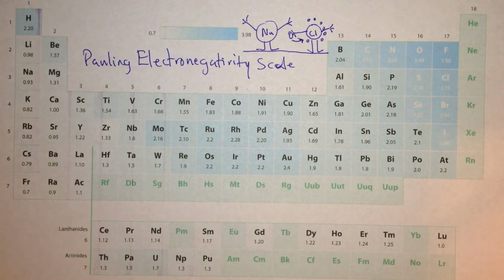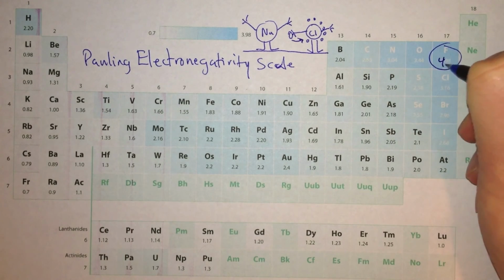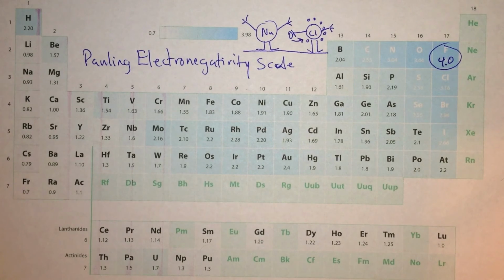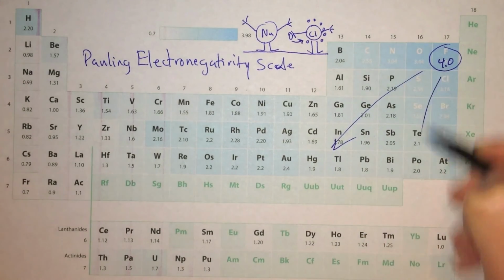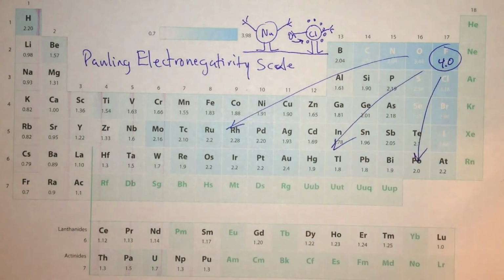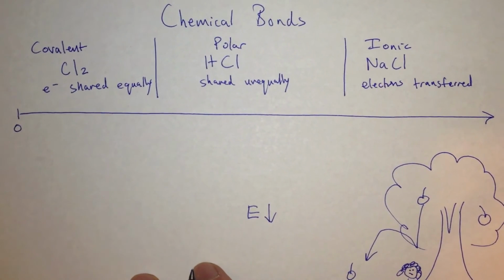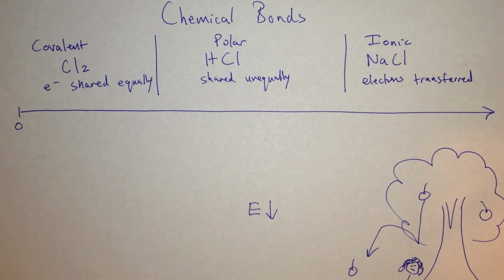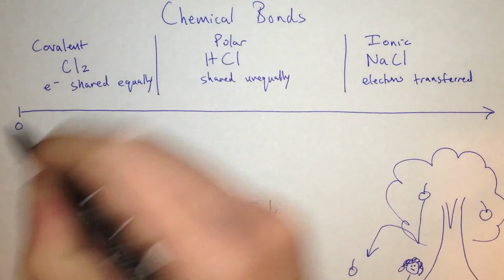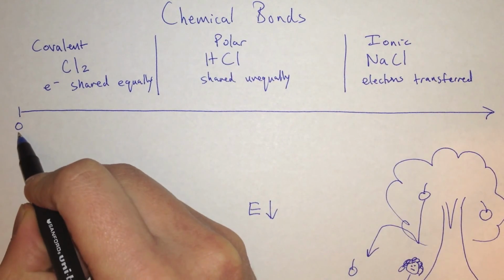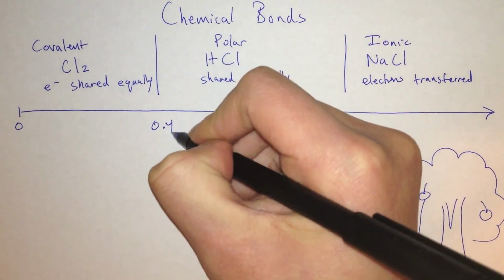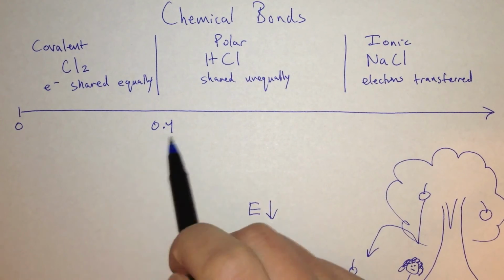Somebody a long time ago decided that fluorine should have a value of about 4.0, and all of the other values were determined based on comparing them with fluorine. In our class, we define a covalent bond as anything from a difference of 0 to 0.4 on the Pauling scale between the two atoms.